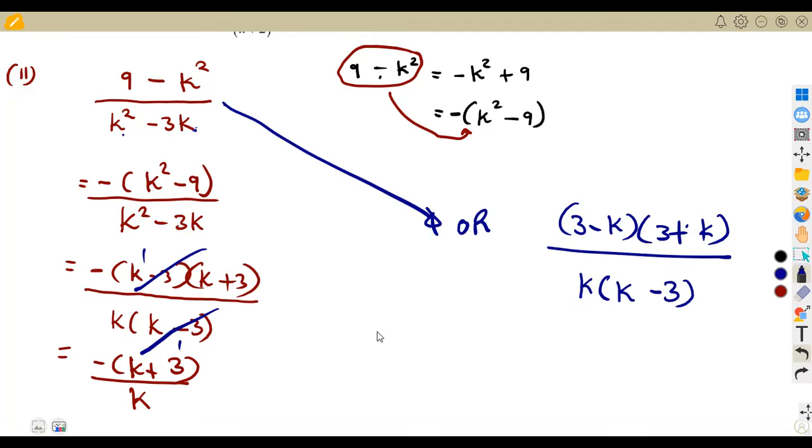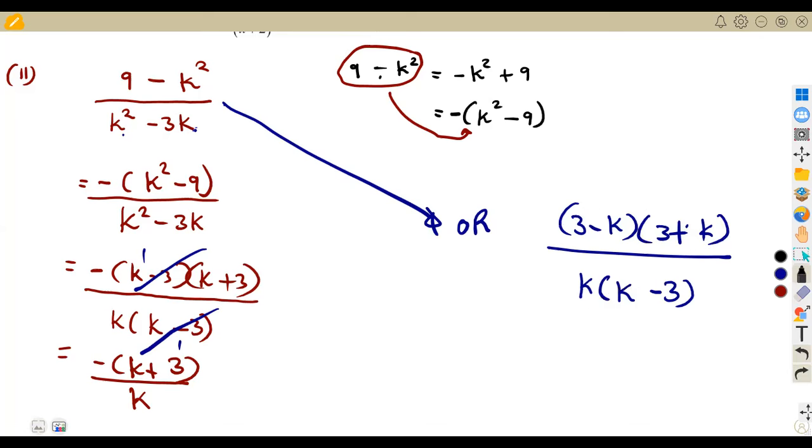Most of you have a tendency to think that these two are the same. You don't recognize that when it's under that exam pressure. So you simply cancel out, these two are the same, I cancel out. This is now wrong. You are now obtaining a wrong answer, 3 plus k over k, and they are different. This one is the same as minus k minus 3.